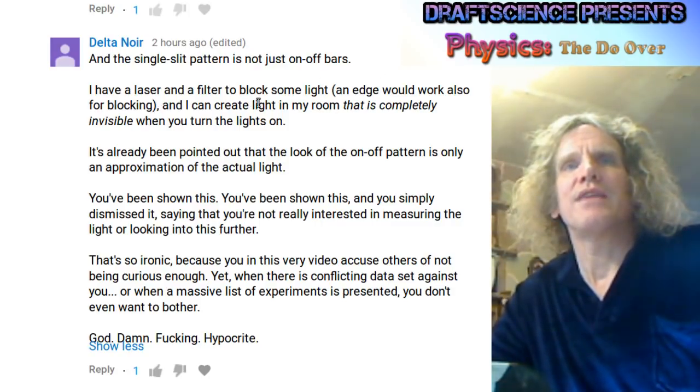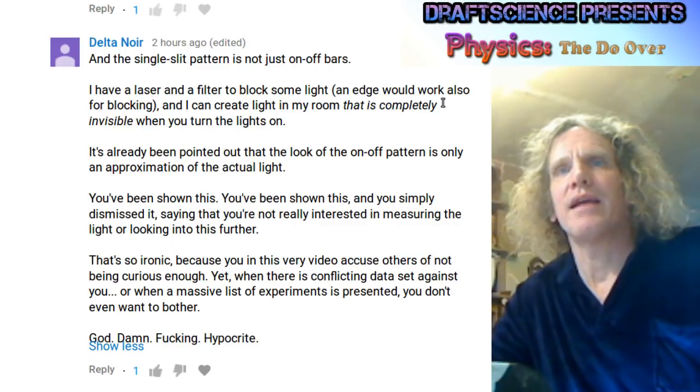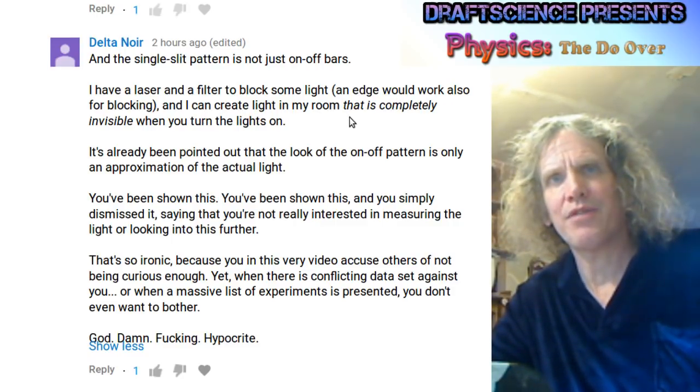Alright, I have a laser and a filter to block some light. At the edge would work also for blocking. And I can create light in my room that is completely invisible when you turn the lights on.